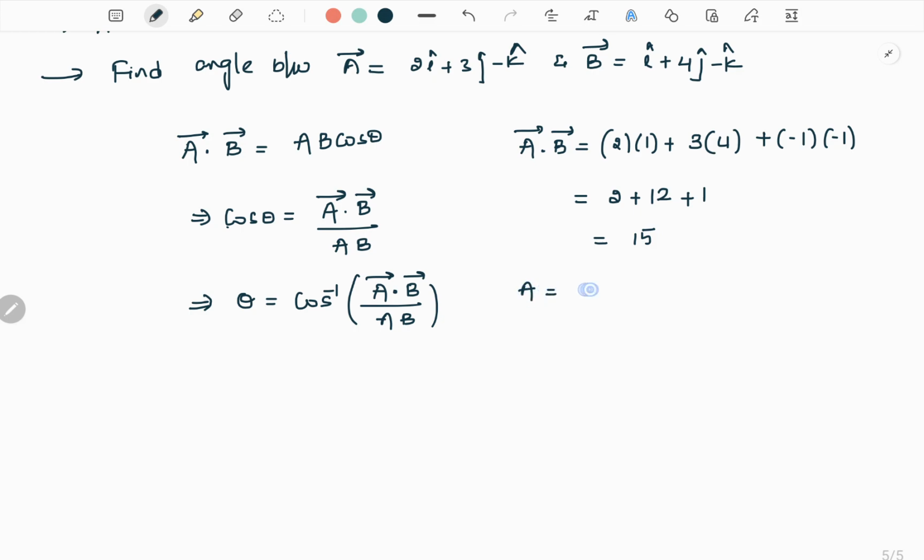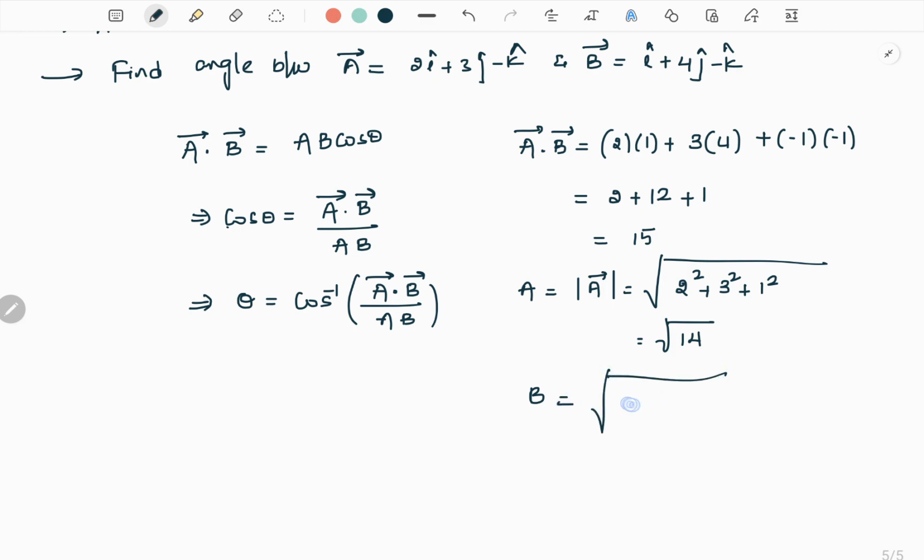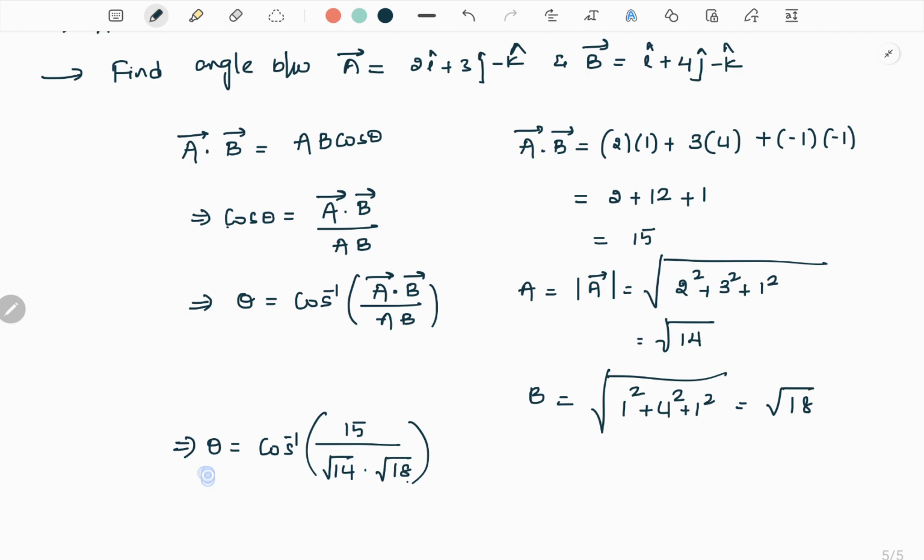Then what is A equal to? A would be magnitude of A bar, which is root of 2 square plus 3 square plus 1 square, which is equal to root 14. Then what about B? Magnitude of B bar, root of 1 square plus 4 square plus 1 square, which would be root 18. So the angle between these two vectors will come out as cos inverse of A bar dot B bar, which is 15 divided by root 14 into root 18. Okay, so this is how we find the angle between the two vectors.